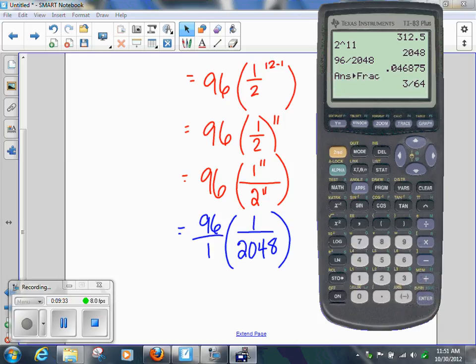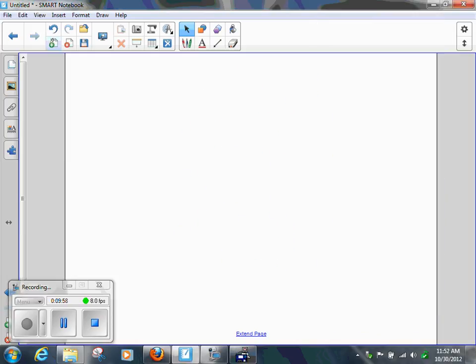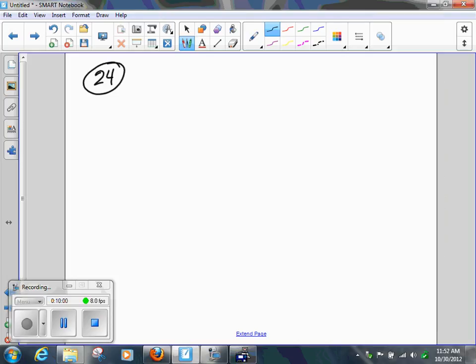All right, 24. Let's look at 24, on the first page. Gotcha. This is from the first page, 143. 24, here's what you were given.